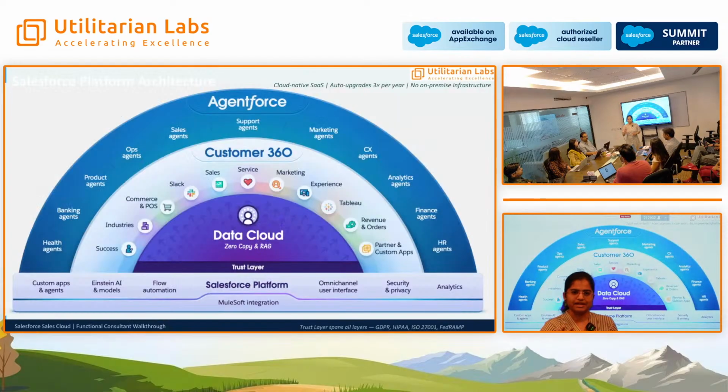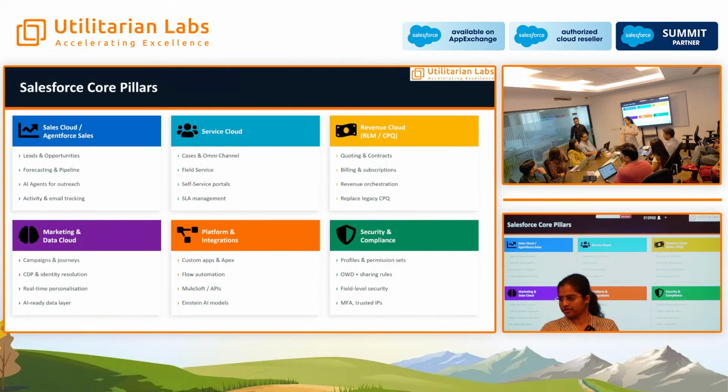And the complete platform, like the platform starts with the custom apps and agents, how the AI Einstein model is embedded into it, how the security and privacy is in it, and flow automation, what is the metadata available there. And on top of it, we have Data Cloud, and the apps are all developed over it. And what is the difference between a platform license and each cloud's different licensing, that we have discussed.